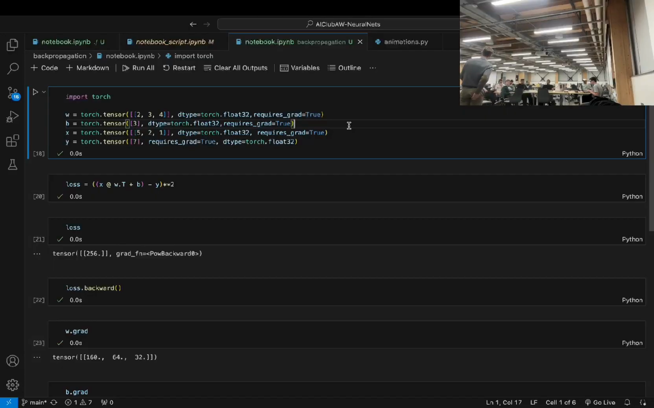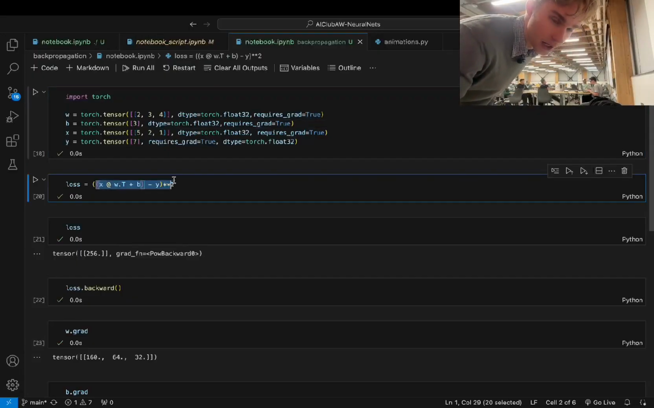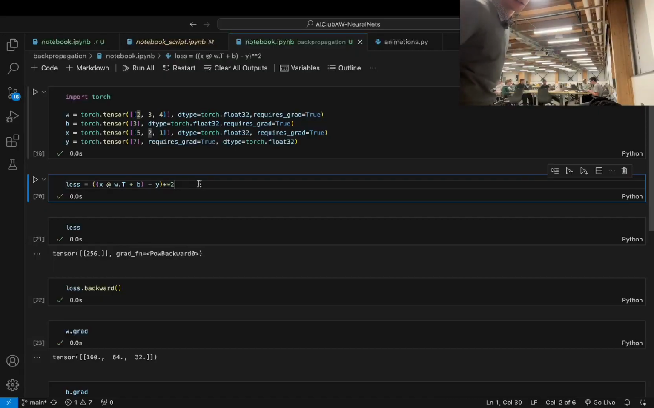And so now, since we covered that, let's move on to computing our loss. If you remember, our loss is really just our inputs multiplied by the weight matrix, and then we're going to add some bias. We are going to subtract it from y, and then we're going to square it.